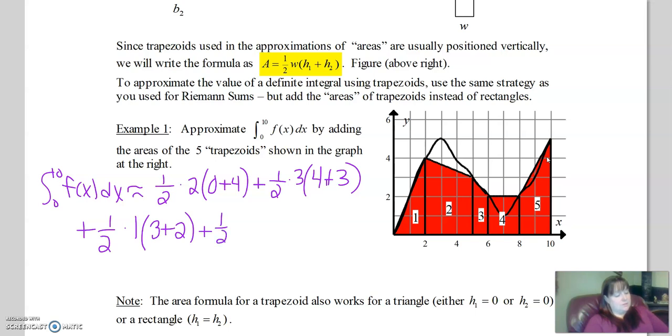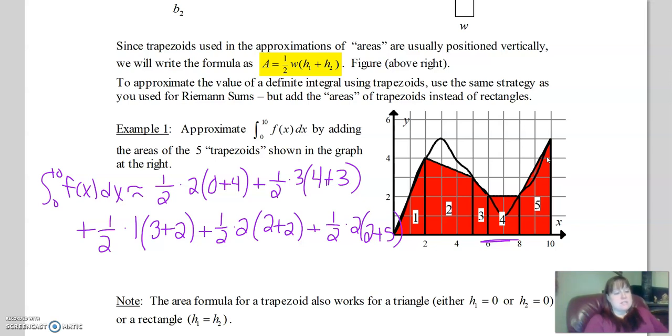Plus 1 half times 2 plus 2, that's this trapezoid here, which is really just a square, but same thing. And then 1 half times 2, and then 2 plus 5. So we're not going to figure all those out, but basically that's how you find it. You just take each trapezoid, figure out the area of each trapezoid, and add it together.